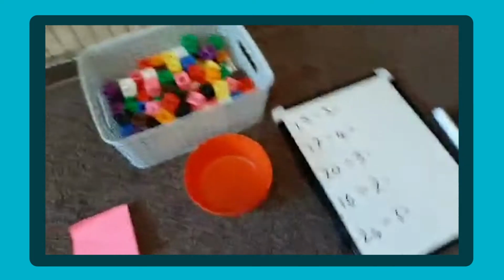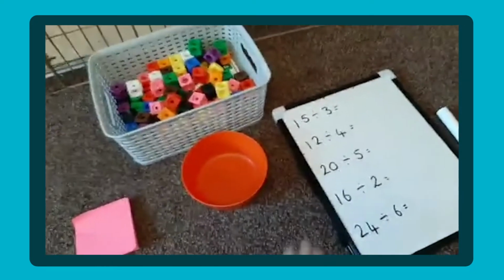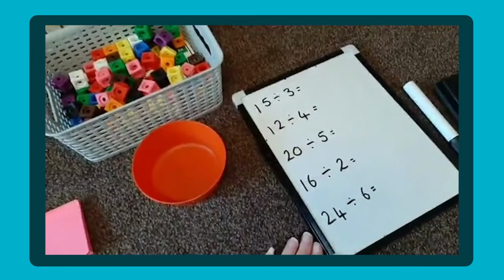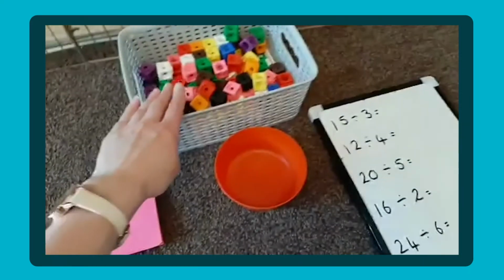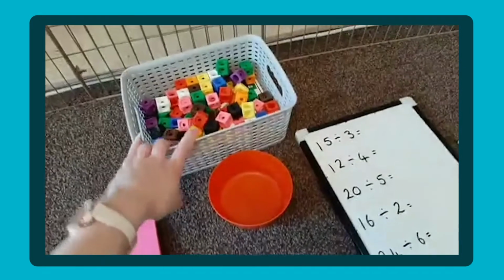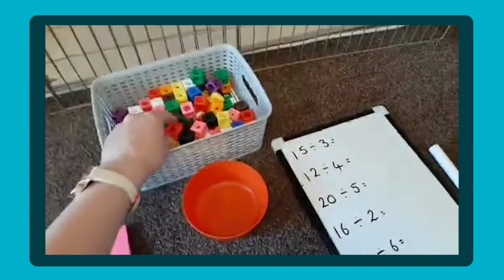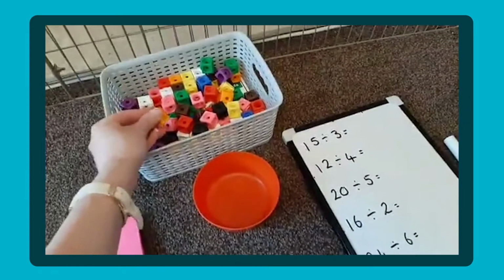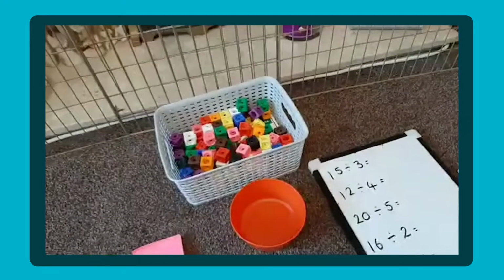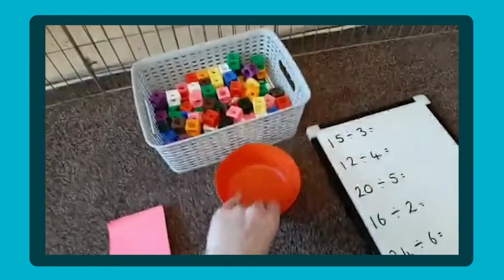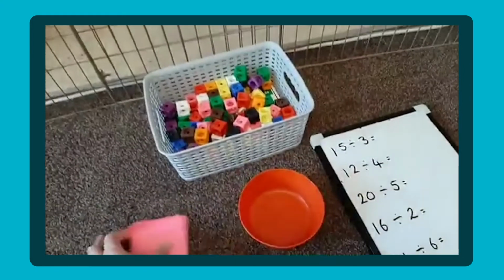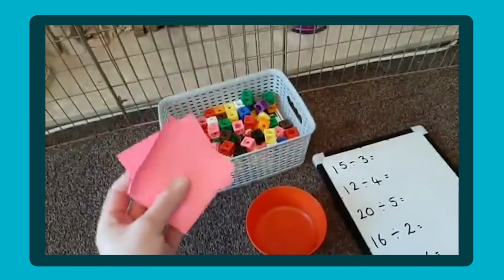So when we're doing sharing, we know how many groups we have, but we don't know how many are in each group, and that's what we're going to do today with Noah. So you'll notice that I've got some number sentences written out on a whiteboard. I've got some cubes. You don't have to use cubes. You could use pieces of pasta. You could use pom-poms. You could use building blocks. Anything that you can share out. It's a good idea for them to be the same item, so it shows that they're equal, where it makes it fair if we're sharing. I've got a bowl just to count them into so they don't go everywhere. And I've got some post-its to create our groups.